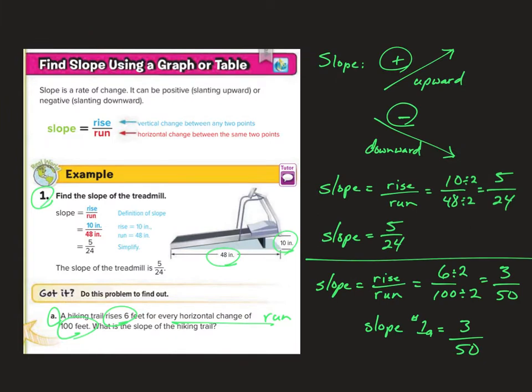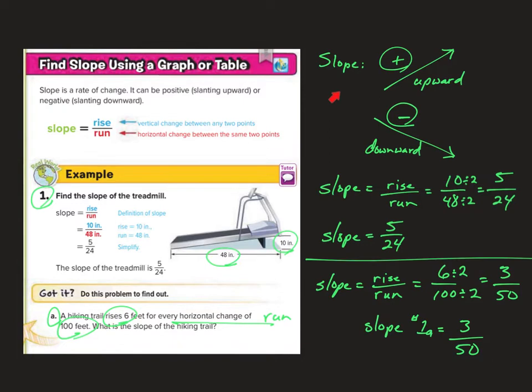So today we're going to talk about finding slope using the graph or table. And this should sound familiar. Slope is a rate of change. We've been looking for the rate of change in tables and graphs over the past few days. An important thing to note is that slope can be positive, which would be slanting upward, or negative, slanting downward. So I'd like you to get this into your notes as well.